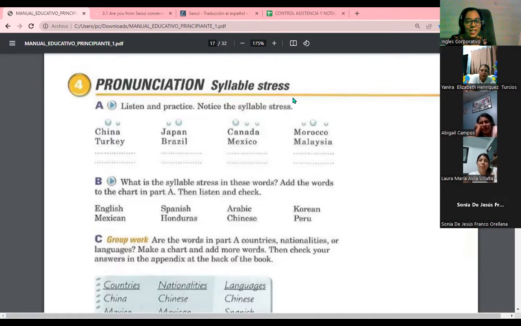Ok. Molasha. Molasha. Ok. Very good. Muy bien. Ahora dice, what is the syllable stress in this word? Add the words to the chart in the part A. So, and then listen and check.